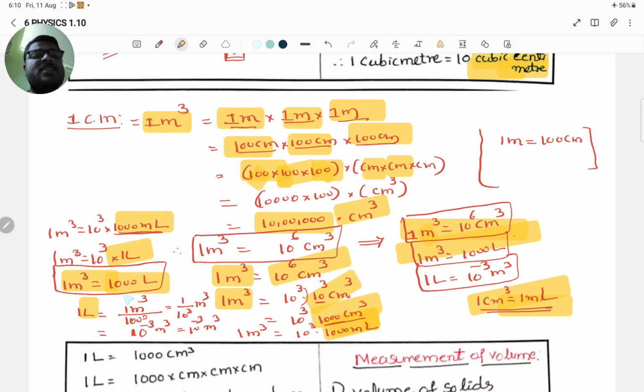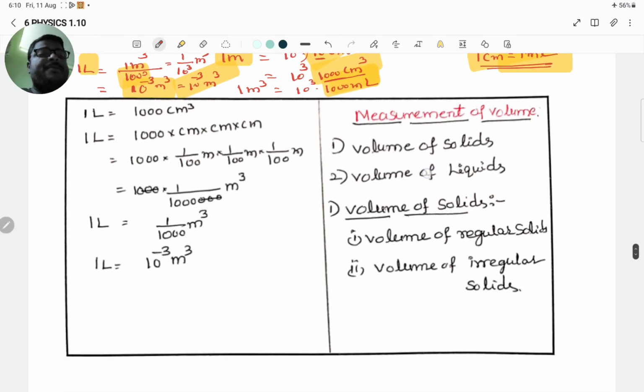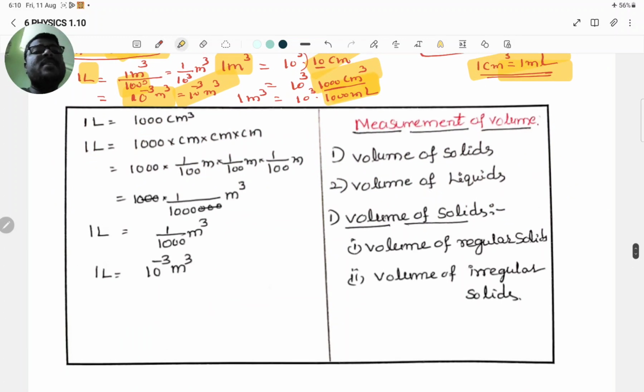From here, 1 liter is equal to 10 to the power of minus 3 meter cube. Why? Because this 1000 is on the other side of the equals sign, so it is in the denominator, meaning 1 by 1000. 1 by 1000 is nothing but 10 to the power of minus 3. So 10 to the power of minus 3 is the answer. Okay? These are explained already.